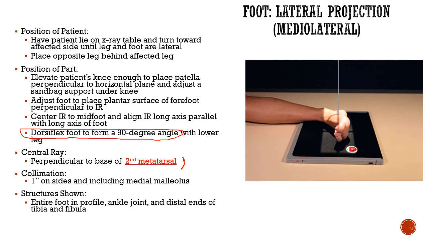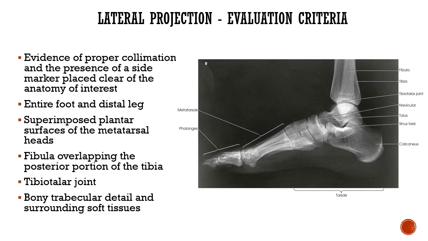We're going to see the entire foot in profile. We'll see the ankle joint and the distal end of the tibia and the fibula. So we're going to see the entire foot and the distal leg. We're going to see the superimposed plantar surfaces of the metatarsal heads. The fibula is going to overlap the posterior portion of the tibia, and we're going to see the tibio-talar joint.